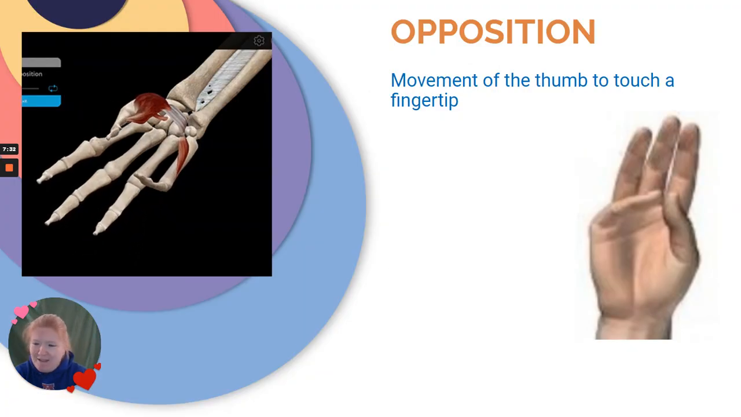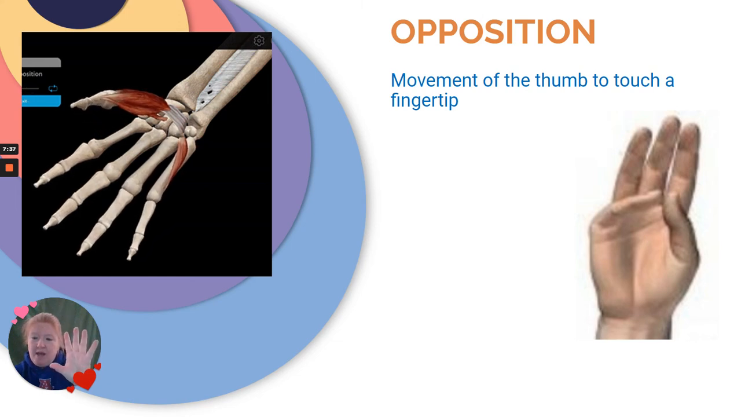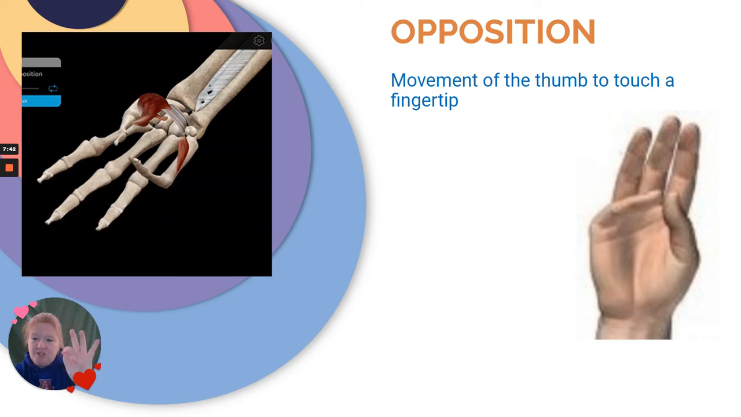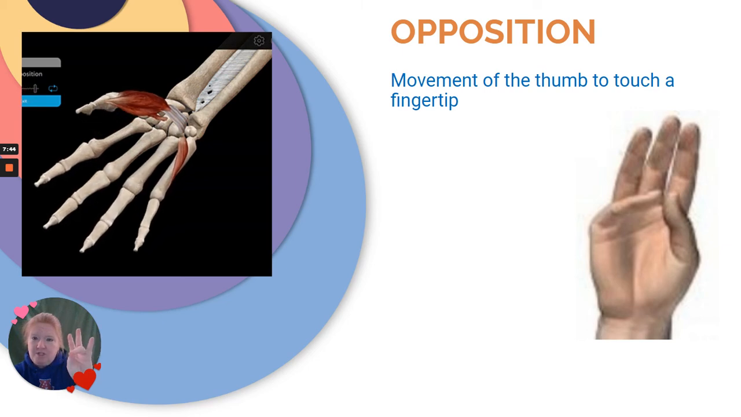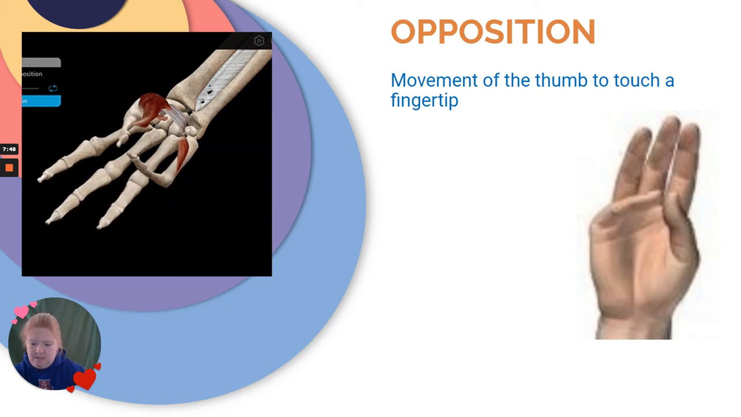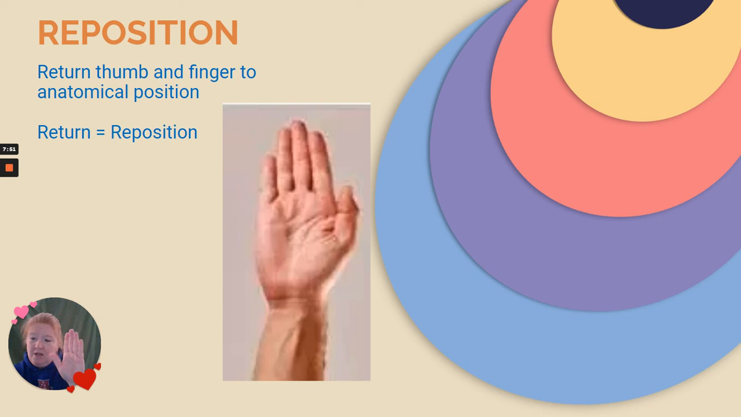Opposition. I don't know why. This is one of my favorite terms. So opposition is this. Moving your thumb and a finger to touch the pads to each other. Opposition. Okay? Moving your thumb or finger to touch the pads. And then reposition, putting it back into anatomical position. So opposition, reposition, opposition, reposition.